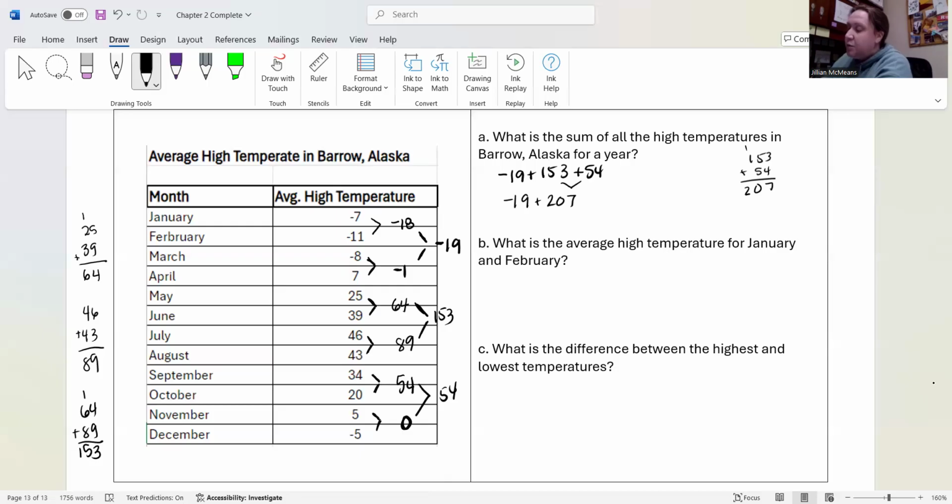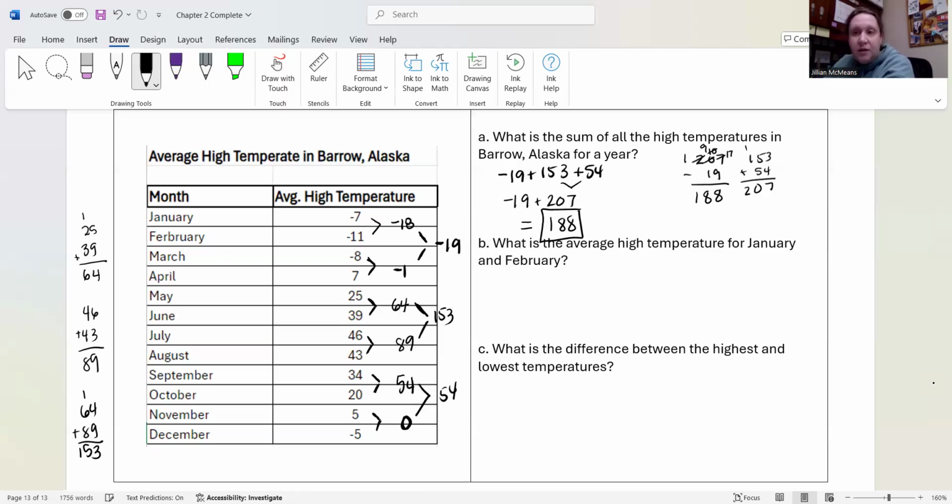So let's see, 207 plus -19. We want to find the difference in positive and negative, so it's really a subtraction. I can't take 9 from 7, and I can't borrow from 0, but I can borrow from the 2. So 2 becomes a 1. 0 becomes a 10, and now I can do my borrowing. So I still can't take 9 from 7. Okay, so I would borrow. 10 becomes 9. 7 becomes 17. So 17 minus 9 is 8. 9 minus 1 is 8. And then there's nothing to subtract from the 1, so I just bring it down. So the sum of all of the high temperatures is 188.